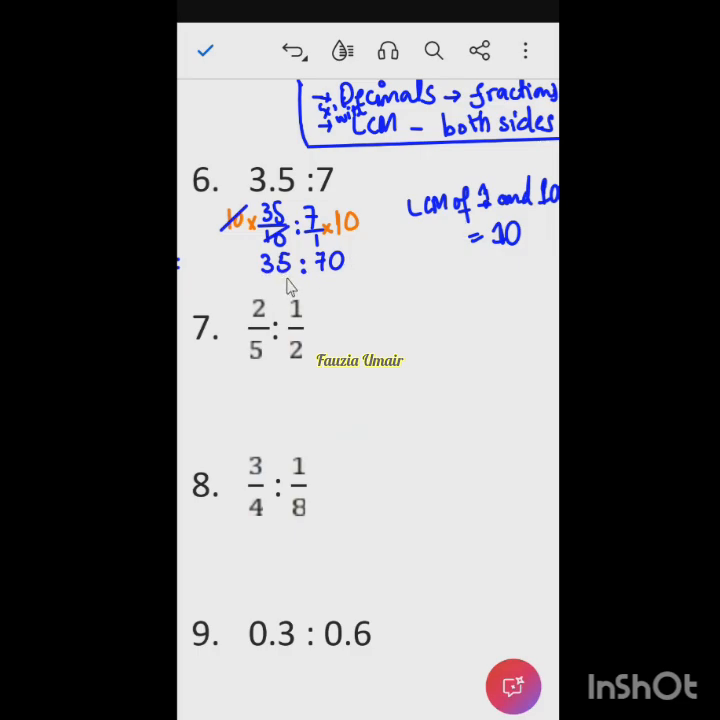Ma'am, can I speak? Ma'am, earlier you told us that when we take LCM and the denominators are the same, like 10 and 10, we will cut them, and the upper one is the ratio number.